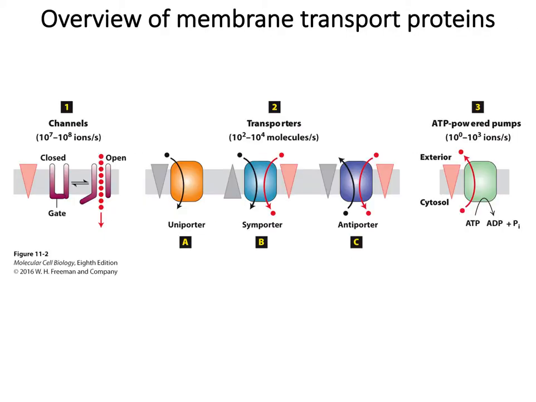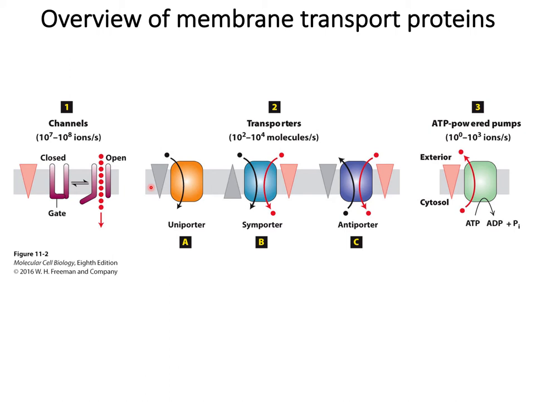So this is an overview of the membrane transport proteins. Cellular membranes are not only barriers but also conduits for selectively transporting molecules and ions from one side of the membrane to the other. The transport proteins form a protein-lined pathway across the membrane that enables hydrophilic substances to move through the membrane without contacting the hydrophobic interior. Three main classes of membrane transport proteins are present, and ions and molecules actually cross the membrane using these membrane transport proteins.